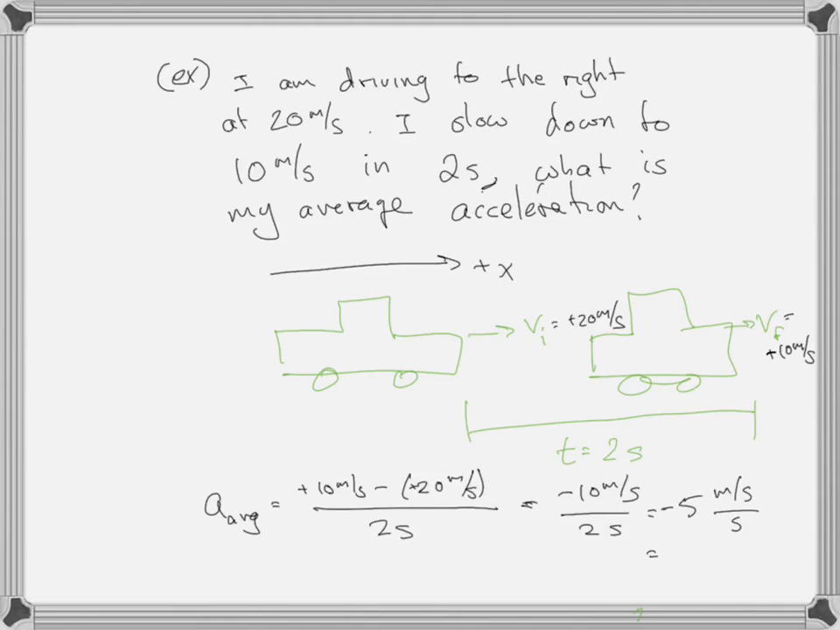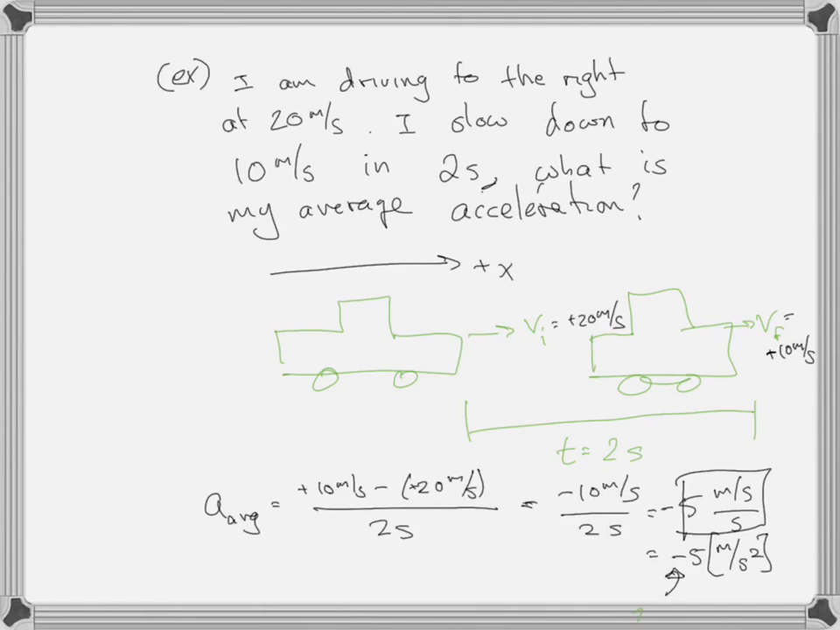or that is written as meters per second squared. This is the unit of acceleration. The MKS unit of acceleration is meters per second squared. In this case, we get minus 5 meters per second squared. What does that tell me? It tells me that I'm changing my velocity, or changing my speed, at 5 meters per second every second. I'm changing my speed by 5 meters per second every second.